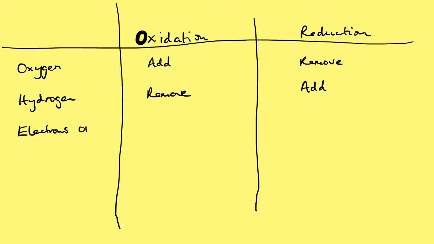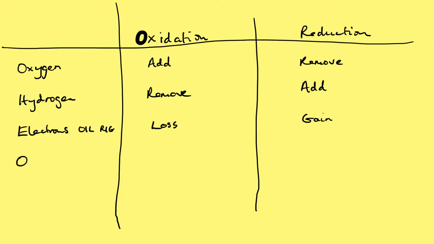Okay, we can think in terms of electrons, as in OIL RIG. Oxidation is loss. Alright, so we can put loss in here. If we're losing electrons, then we know it's being oxidized. And if we gain electrons, we know it's reduction.